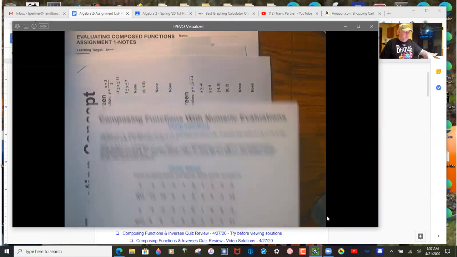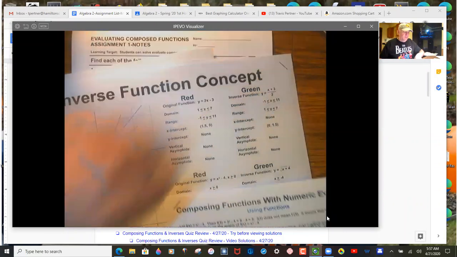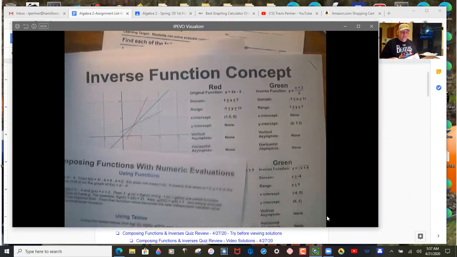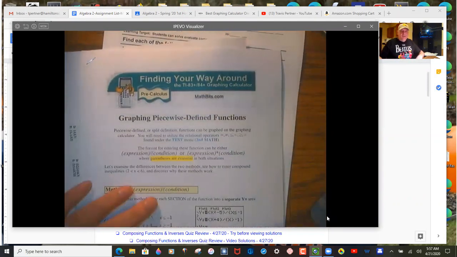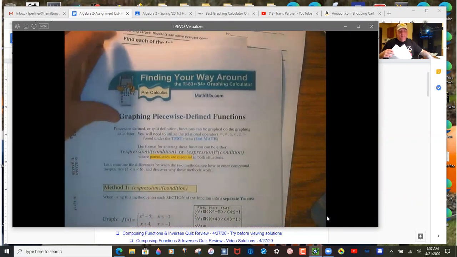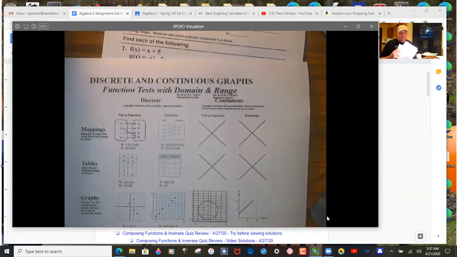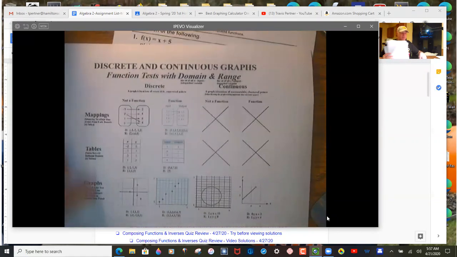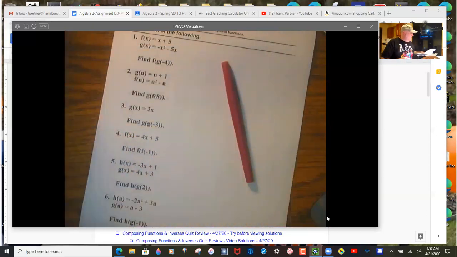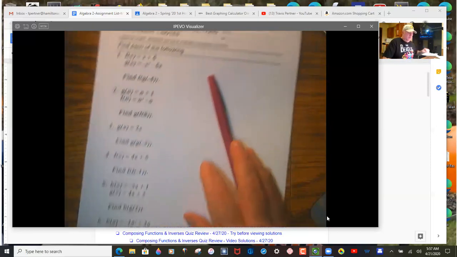So you'll see this is what the composing functions notes looks like. This is the inverse function concept that I'll be referring to on and off. Graphing piecewise functions, I think I'm going to make a separate video there, and then just some old material with what a function is and the different representations of a function. So for today, let me get moving along here.